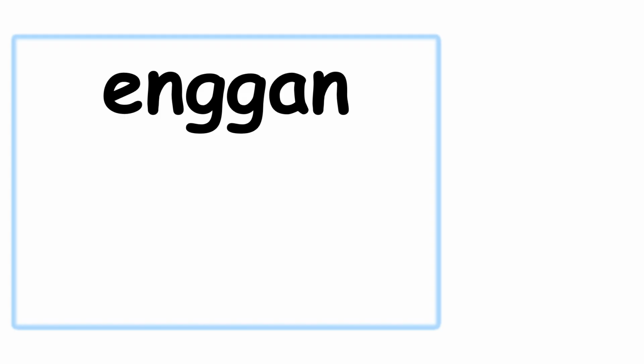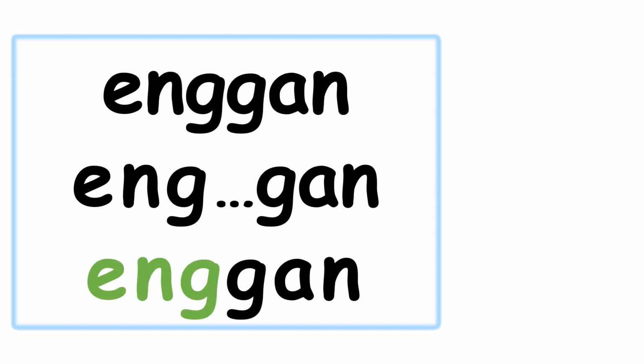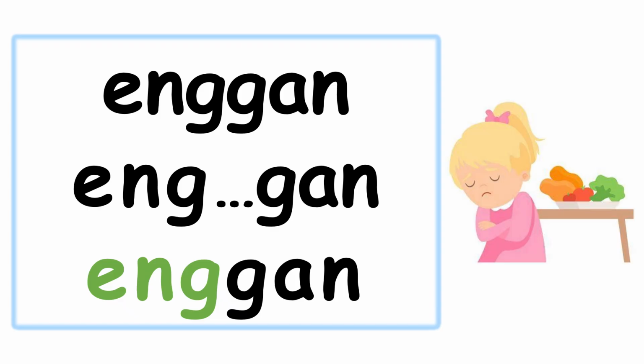Can you read this word? We say enggan. Enggan. It means doesn't want to do something or not willing to do something. For example, dia enggan makan sayur. She doesn't want to eat vegetables.